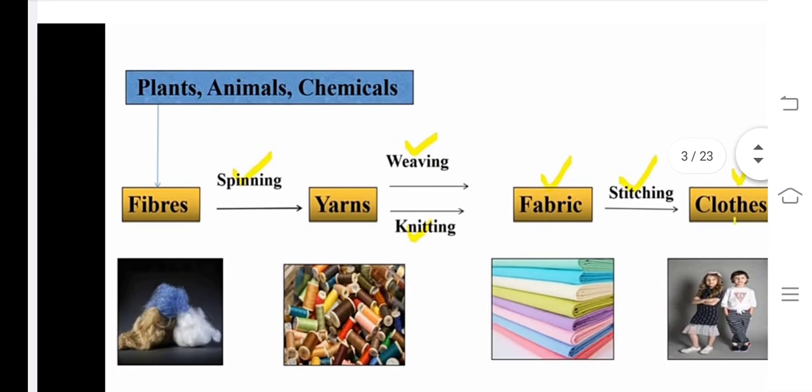Next observe carefully, children. Very important. This is the concept map, children. So fibers. How do we get fibers? We get fibers from plants, animals and chemicals. I have shown the first slide now. So what do we call when we convert fibers into yarn? That method is called spinning. Then yarns are converted into fabric by two patterns. One is weaving and the other is knitting. You have done an activity in 6th standard with paper, right? Then fabric to cloths by stitching. Clear? So this is the concept map of fiber to fabric from plant source.